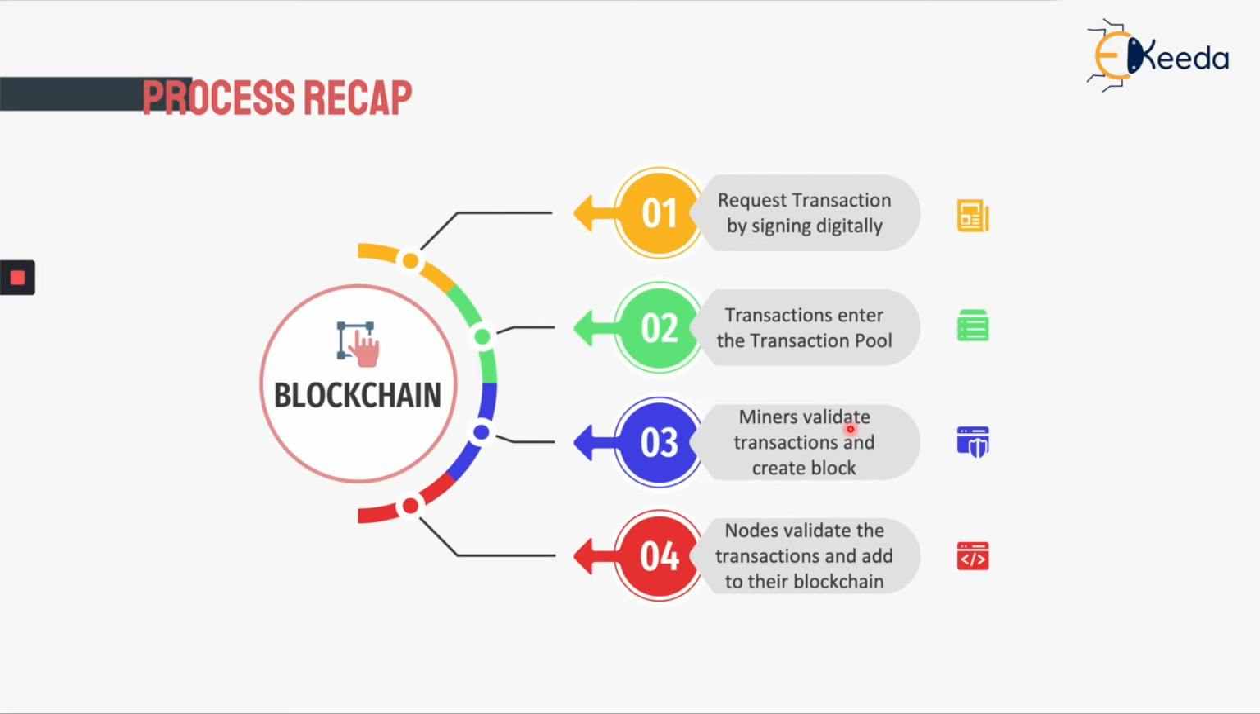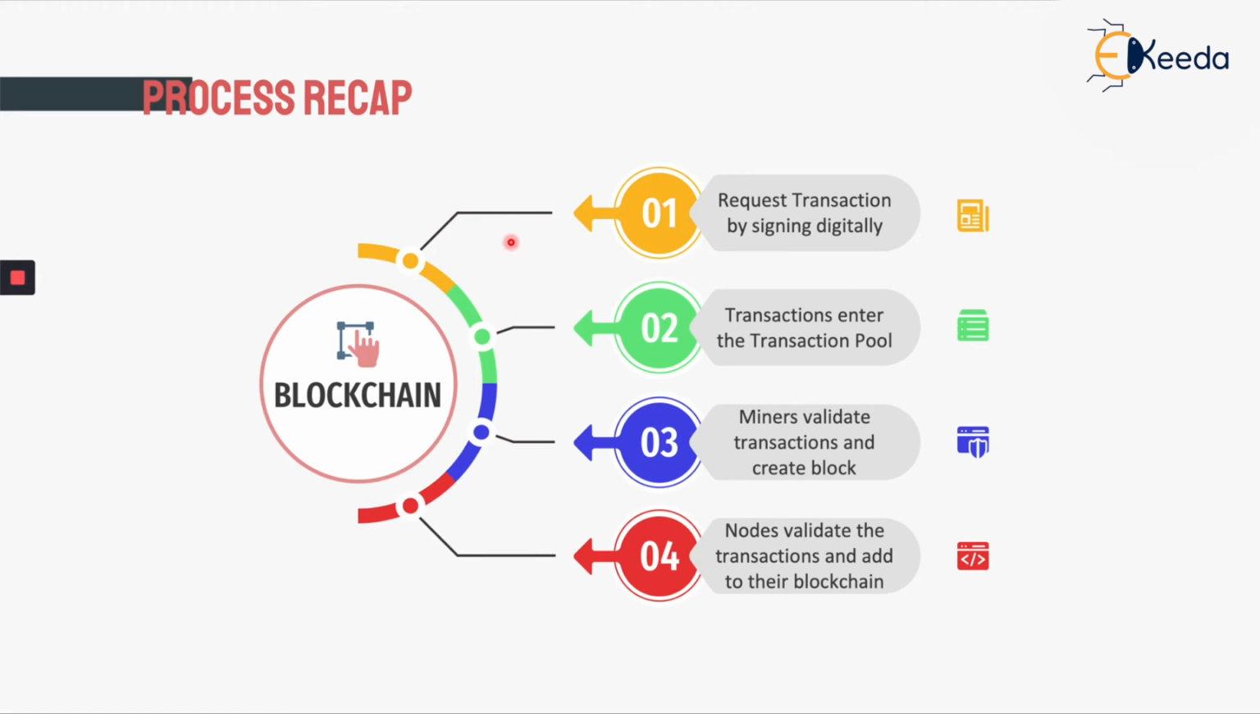Let's say out of 200, only one person can come first. Only one miner will create the block first. So he will send that block to the entire network, saying, hey, I found the block, I am the first person.